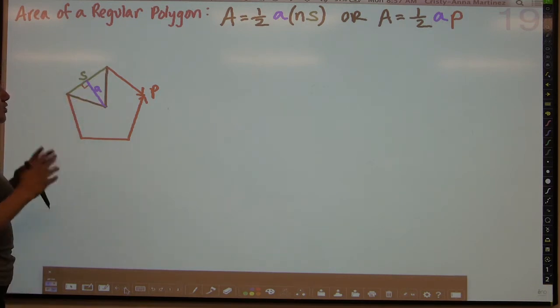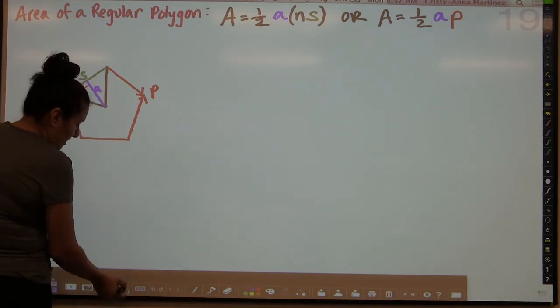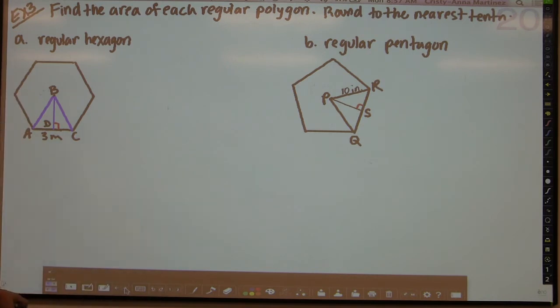So we're going to try using the formula this time to find the area instead of trying to find the area of each triangle and going all the way around, multiplying it by whatever value there. So here we go. Find the area of each regular polygon, round to the nearest tenth when necessary. Okay, so we're going to do that here with our first example.